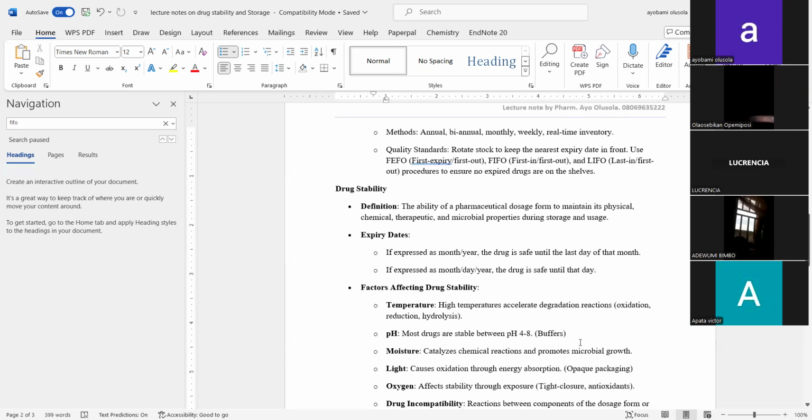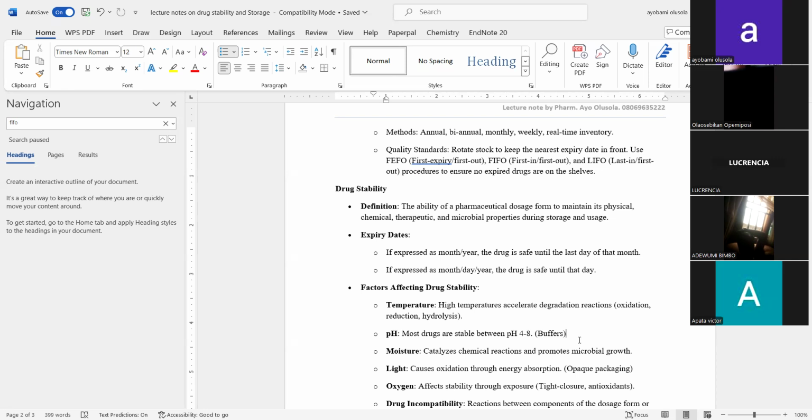We have temperature. High temperature can accelerate degradation reactions. And degradation, I told you, it just literally means spoilage. High temperature can accelerate oxidation, reduction, hydrolysis. Then also pH. Most drugs are stable between the pH of 4 to 8. So if the pH changes, then it may affect the drug.